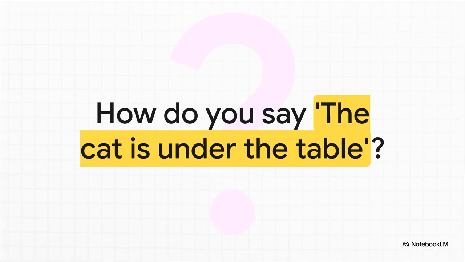I mean, think about it. You've got neko for cat, you've got table for table. Great. But how do you actually connect them to say the cat is under the table? That little piece of grammar, the glue that holds it all together. That's exactly what we're going to figure out right now.